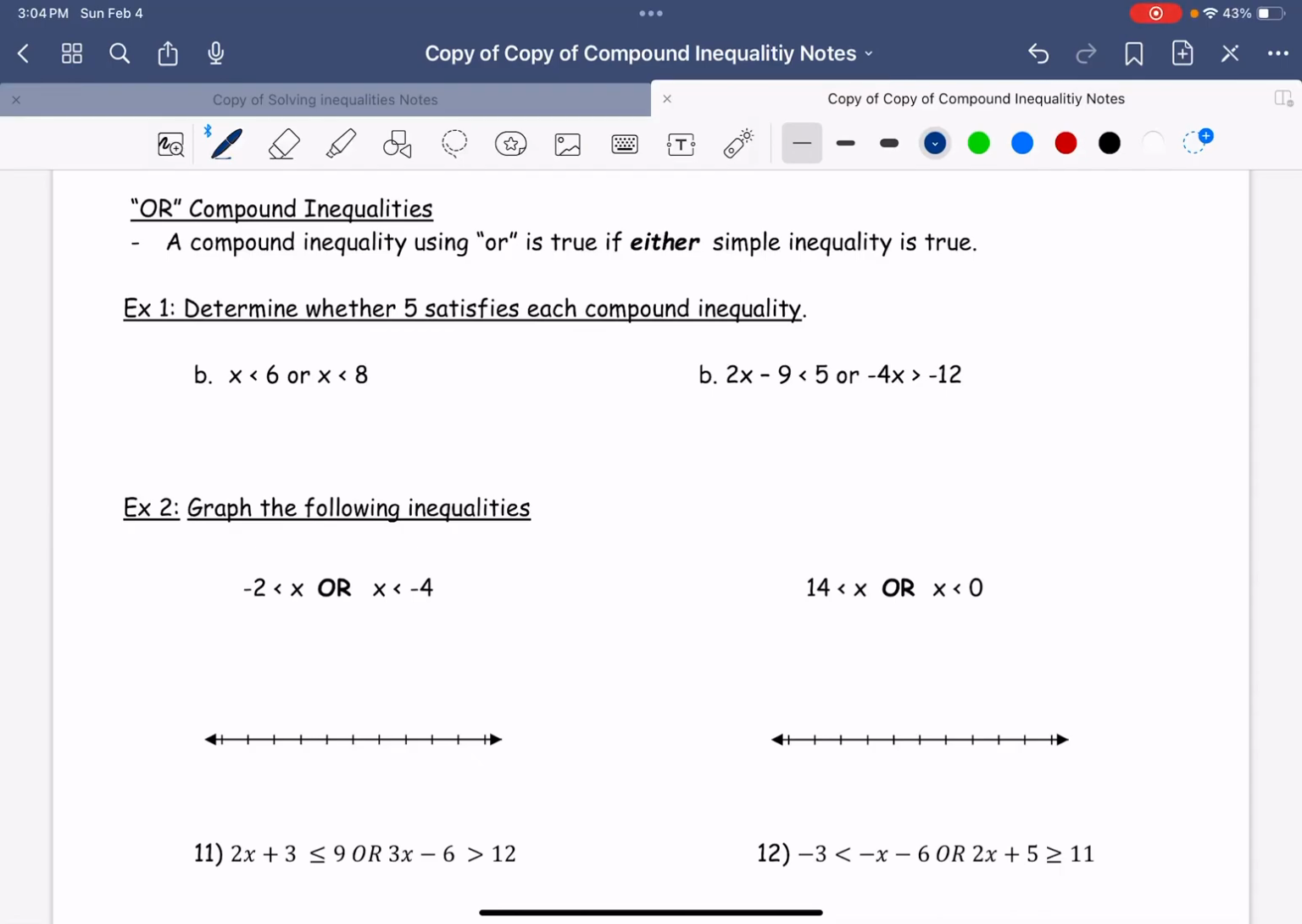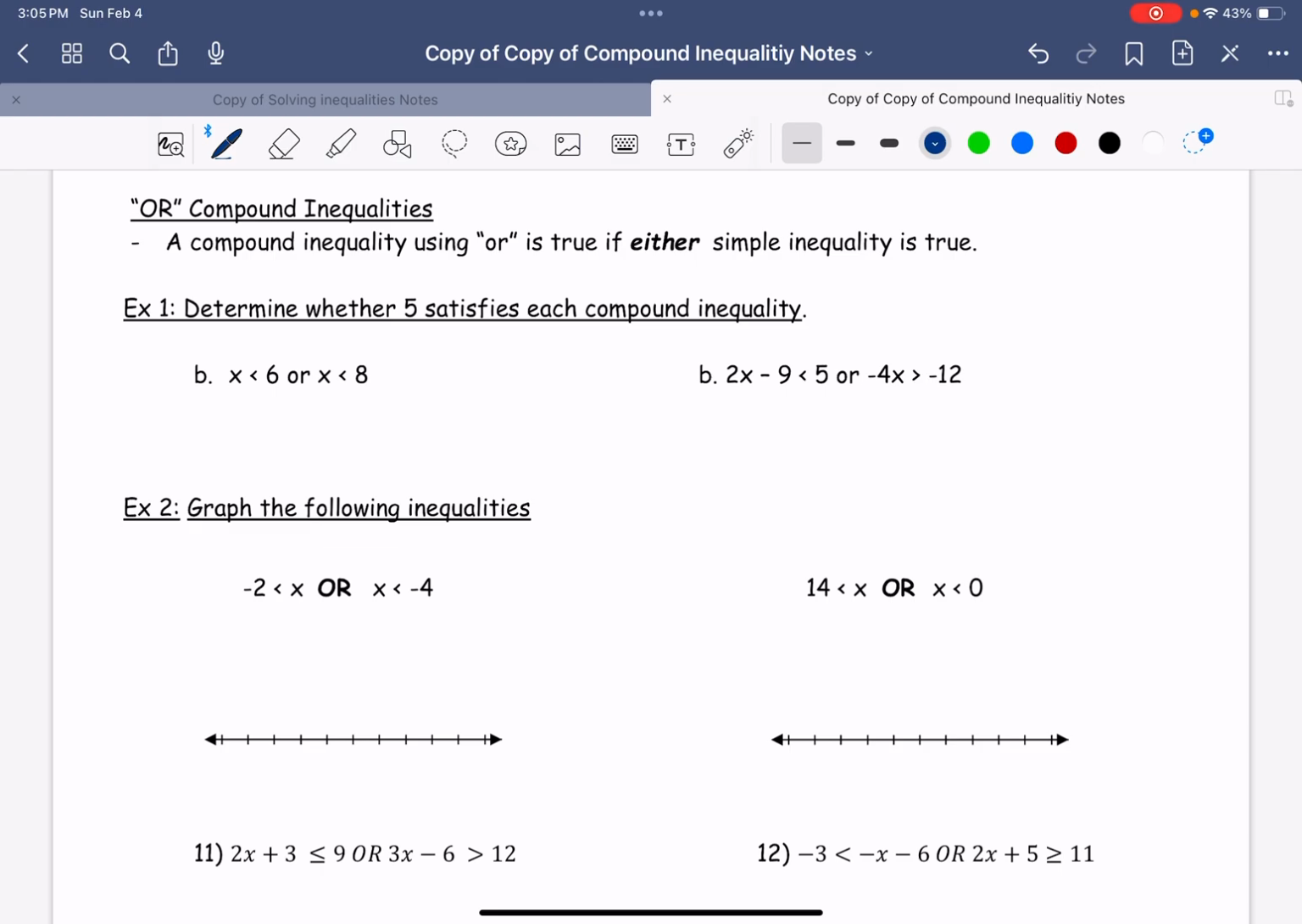Hi friends, it's Mrs. Baxter again, and we are continuing with part 2 of the compound inequality. So last time we talked about and statements. The two inequalities both had to satisfy the and requirement in order to be a solution. Well, today we are going to look at or.